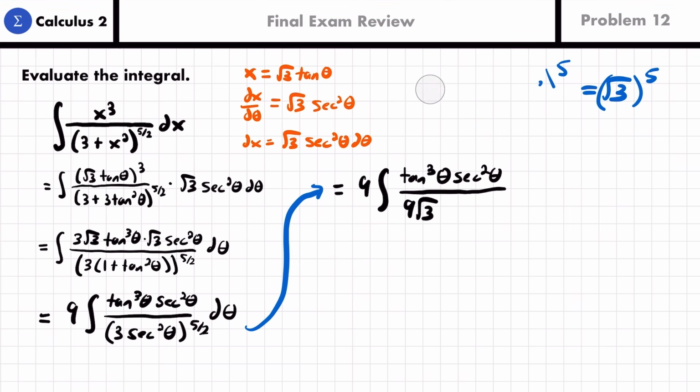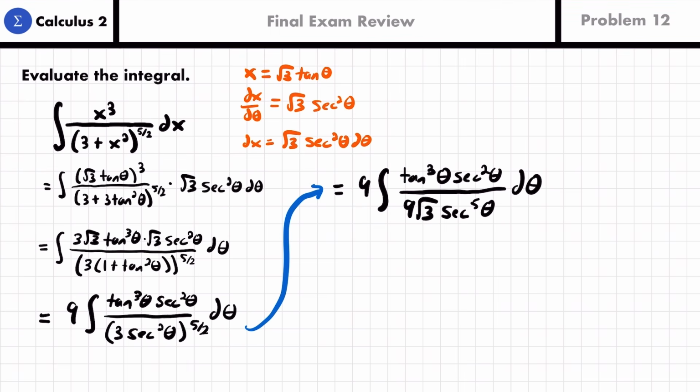At least that takes care of the constant, but don't forget about secant squared theta. If you take secant squared theta to the power of 5 halves, just like with 3, this would be the same as taking the square root of secant squared theta and then raising it to the power of 5. Okay, so really this square and this 1/2 cancel out in those powers, just leaving you with secant to the power of 5. Okay, so that's what I will write in the denominator. We have 9 square roots of 3 times secant to the power of 5 theta. And then don't forget about d theta.